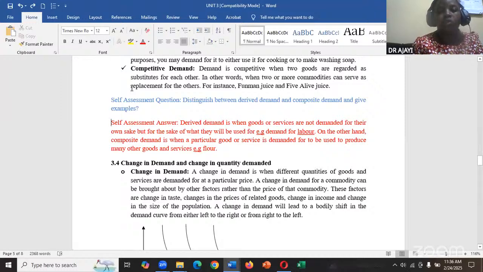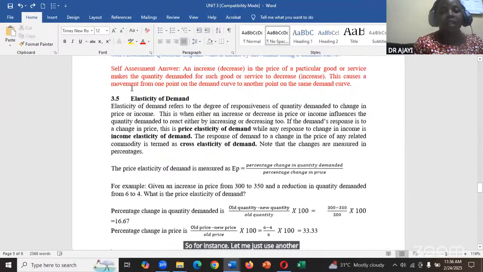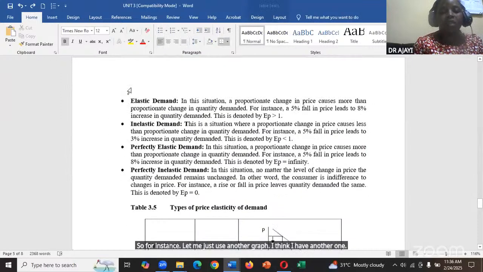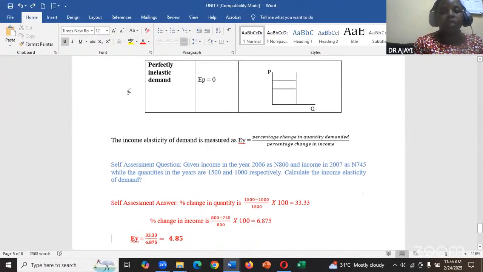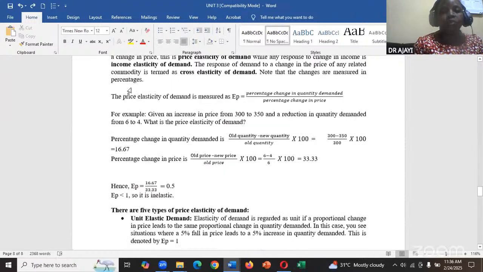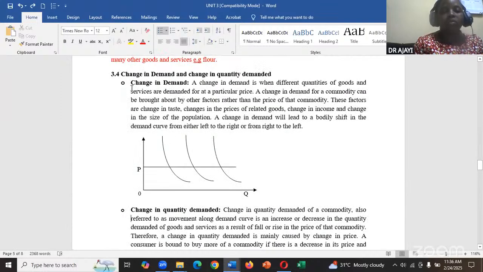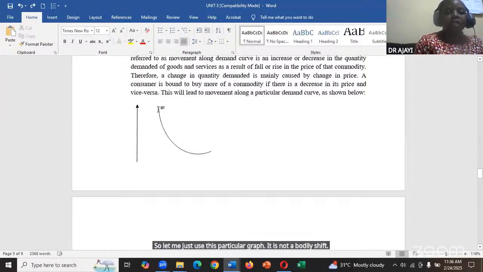So, for instance, let me just use another graph. I think I have another one somewhere that we can use to explain. Okay, let me go to only one. So let me just use this particular graph. It is not a bodily shift. It can be a movement along the same demand curve. So you have only one demand curve.